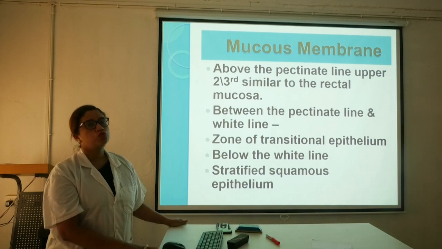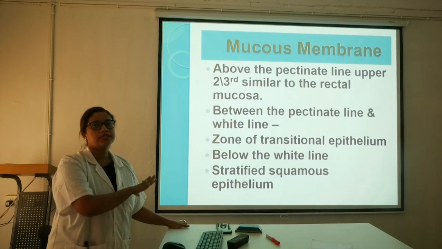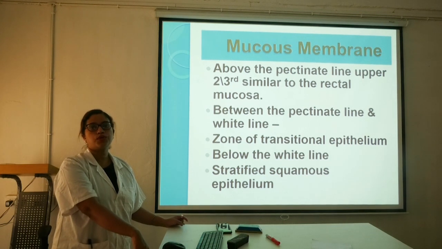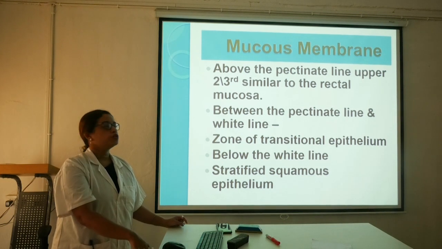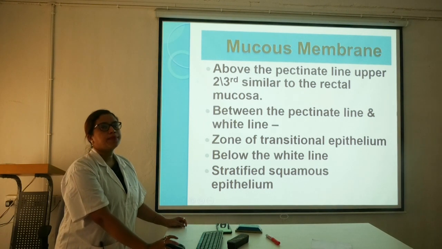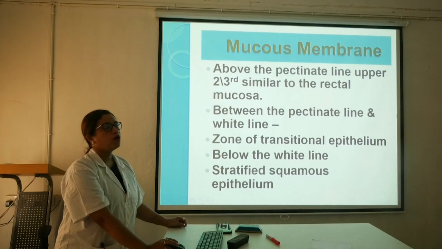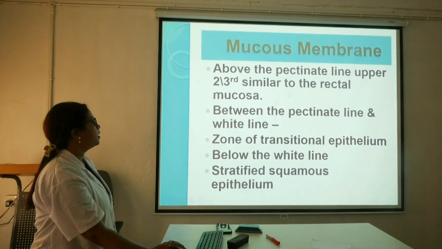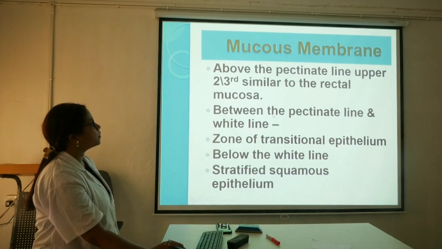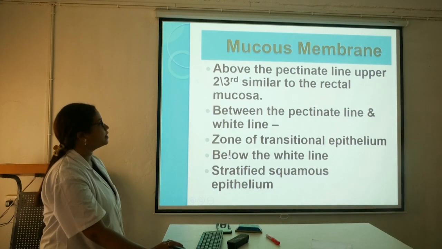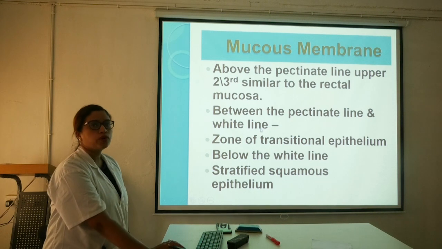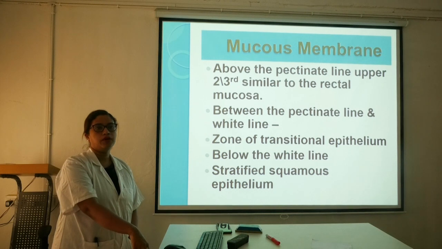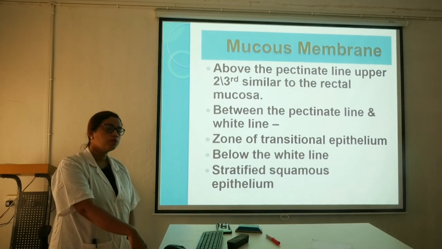Also tomorrow in histology class we will discuss this, because we have left the large intestine and appendix for tomorrow's class. So these are the lining epithelium of the mucous membrane of the anal canal. Okay, so now, have you written? Just remember, between the pectinate line and white line, this is also known as anoderm. In brackets you write: white line is also known as anoderm.